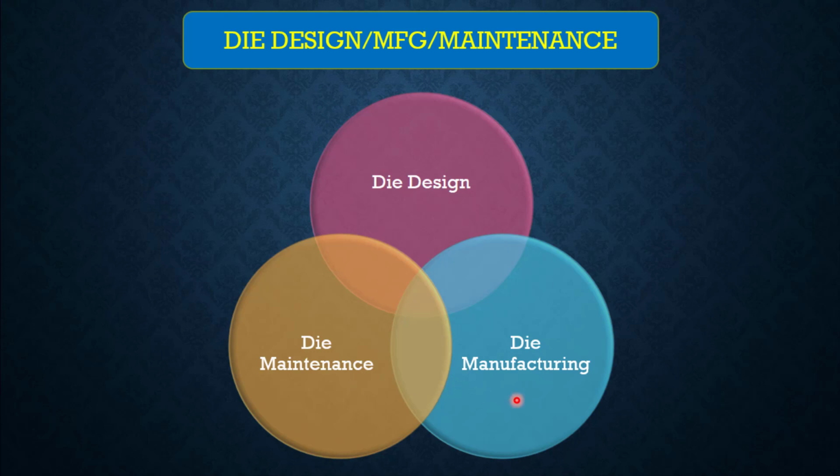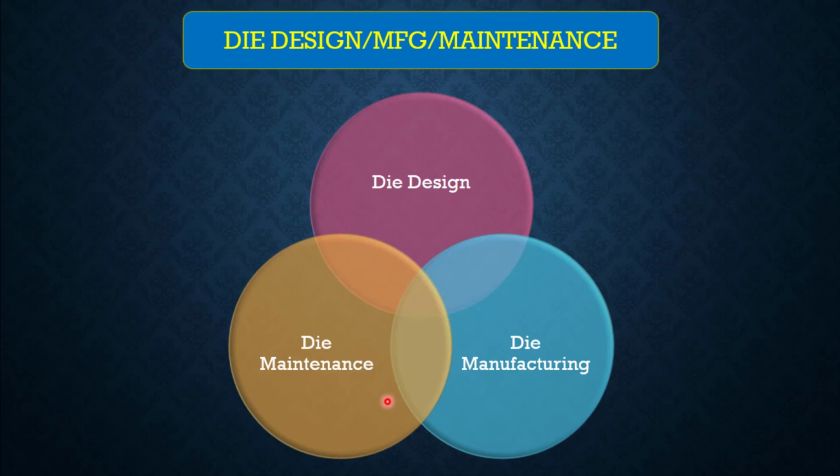See, vice versa, die manufacturing person needs to think about the die designer point of view, what is the design where we need improvement, and he has to also think when die maintenance person is working in the die, what difficulty he will face during the die maintenance, and how to avoid or how to ensure the best dies manufactured for the best maintenance.